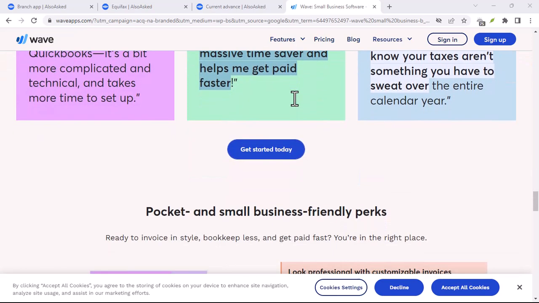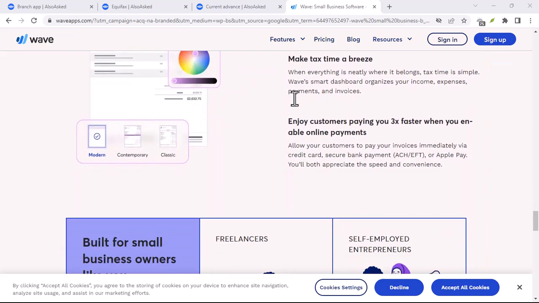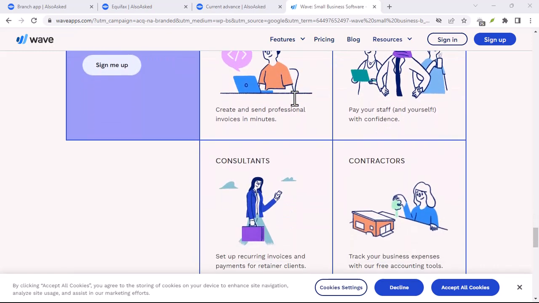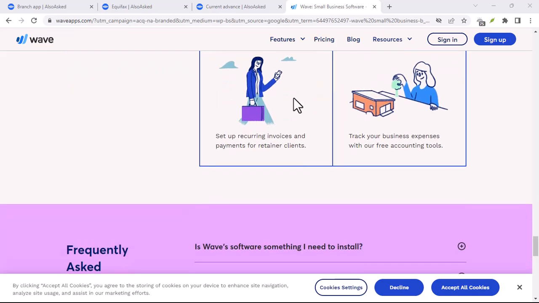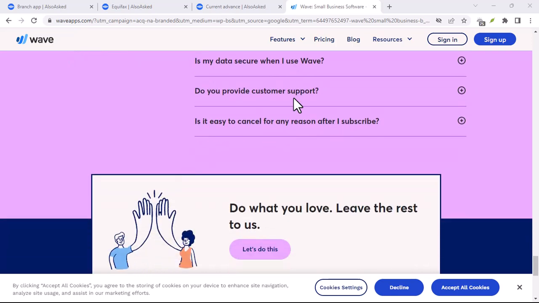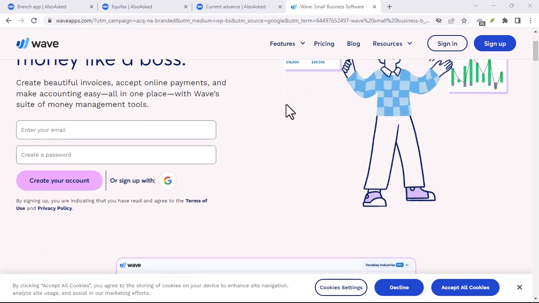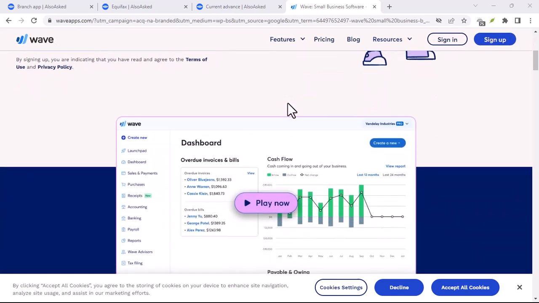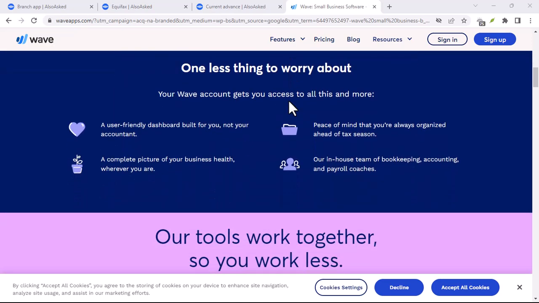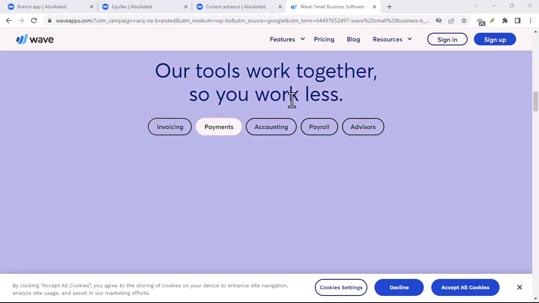The bottom line, weighing the risks and rewards. Ultimately, the decision of whether or not to link your bank account with Wave comes down to your own comfort level with online security. If you're still on the fence, consider the benefits. Automating data entry with Wave can save you countless hours, allowing you to focus on growing your business. So, is it safe to link your bank account with Wave? Based on the security measures they have in place, the answer is yes. Wave offers a secure platform for managing your finances. But remember, the final decision is yours.